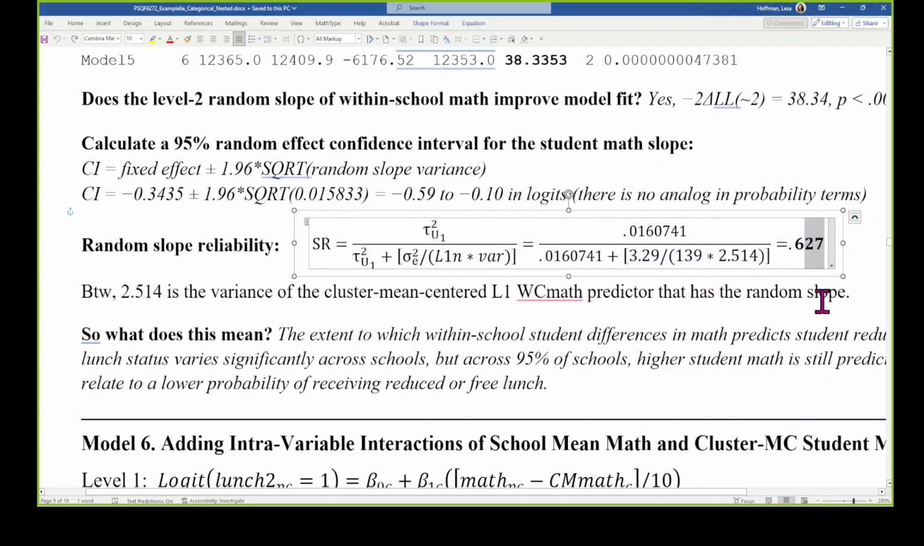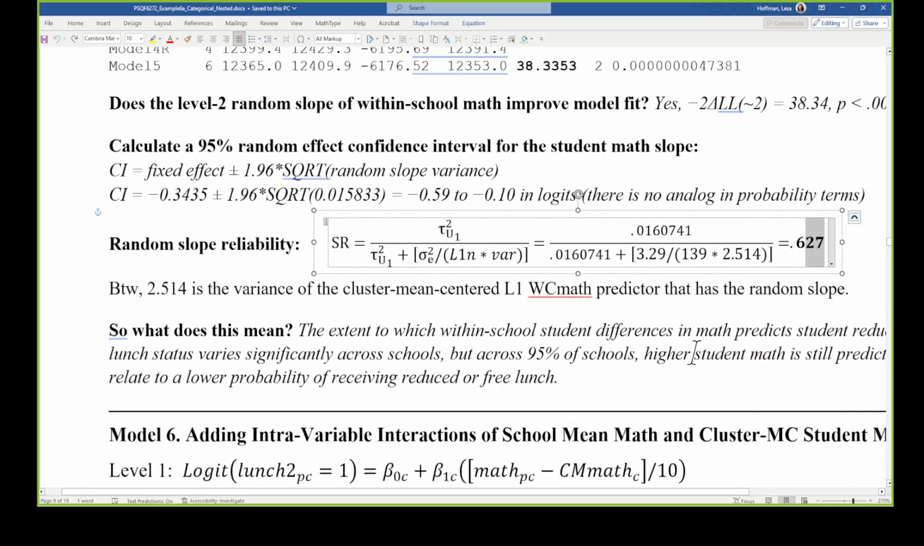So this is an index of essentially kind of like an ICC. Of the total variance that's related to slopes and residuals, how much of it is related to slopes? It's about 0.63. So that's another thing you can do to try to describe the strength of your effects. Not just that it's significant, but how much it is. Yep, 2.5 is the variance of within cluster math that it's the slope for. I added that descriptive statistic output to the beginning of this handout to make sure that you could see where that came from.